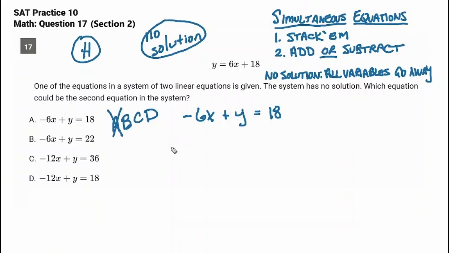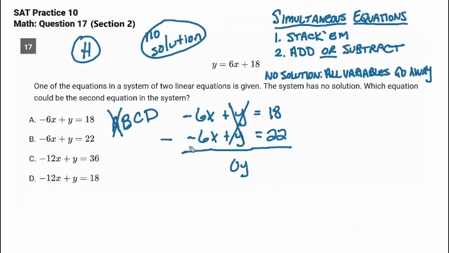Let's look at answer choice B. Let's stack them. Negative 6x plus y equals 22. I'm going to put a line under them. And then when I add or subtract, I'm looking always to make stuff go away. It's easy to subtract here because you can see that y minus y is what?